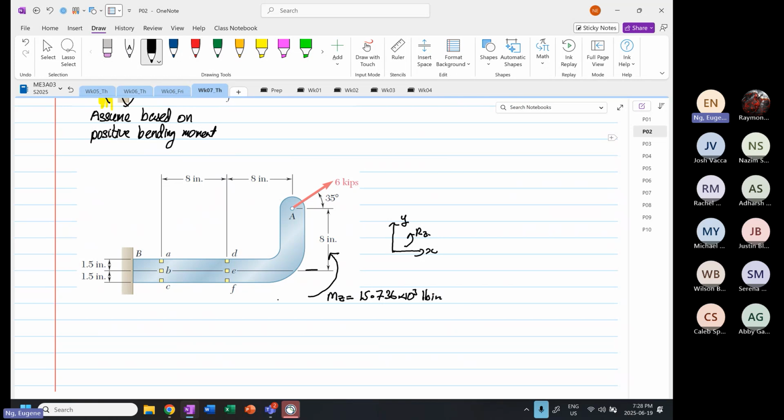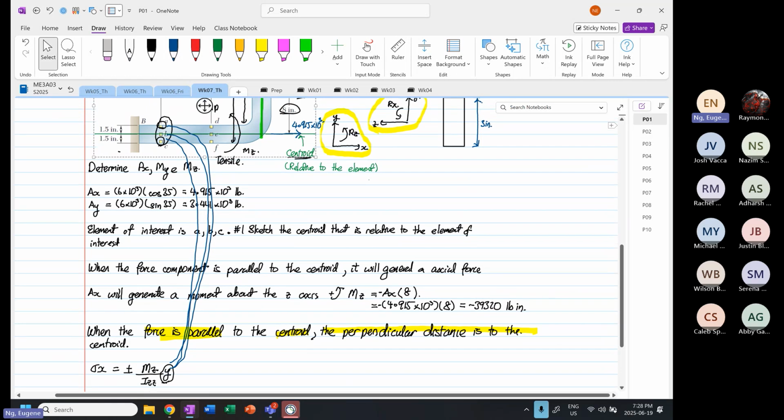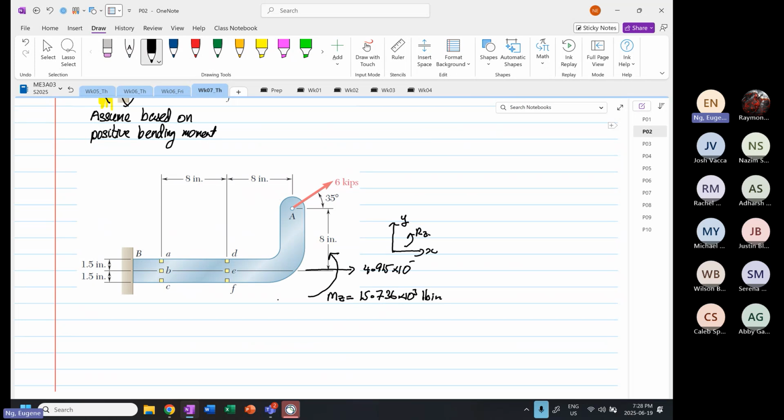And then we are aware that we have a load down here, and this corresponds to our Px, and that value over there is equal to 4.915 times 10 to the power 3 pounds. Let me check. 4.915.